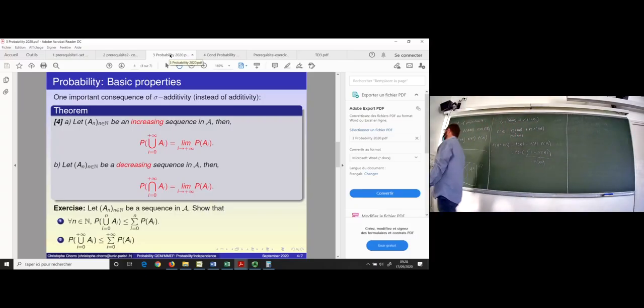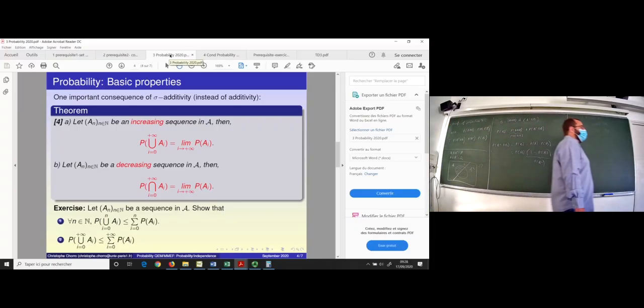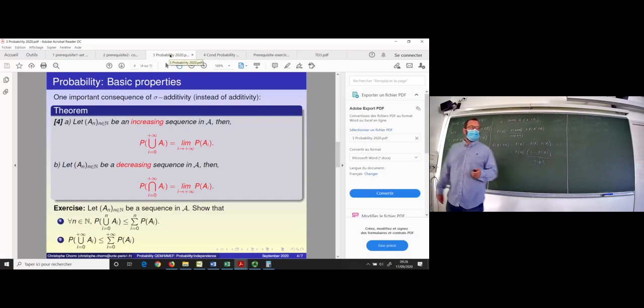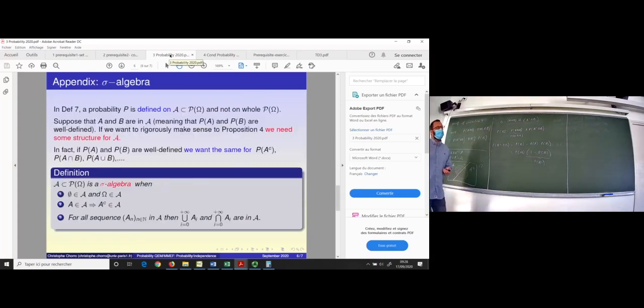But typically, if you want to continue probabilities during the second semester in other courses, it's something that you will have to deal with. So if you have time, have a look. If you have too many difficulties in the beginning of the course, don't spend time on this part. It's 2 slides, but just to say the following.